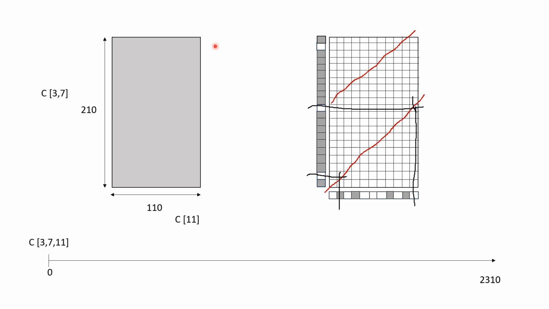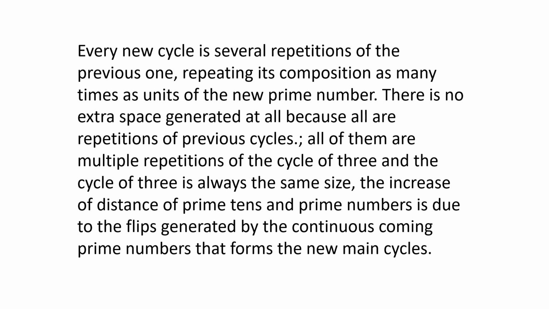Okay, so every new cycle is several repetitions of the previous one, repeating its composition as many times as units of the new prime number. There is no extra space generated at all because all are repetitions of previous cycles. All of them are multiple repetitions of the cycle of 3, and the cycle of 3 is always the same size. The increase of distance of prime tens and prime numbers is due to the flips generated by the continuously coming prime numbers that form the new main cycles.